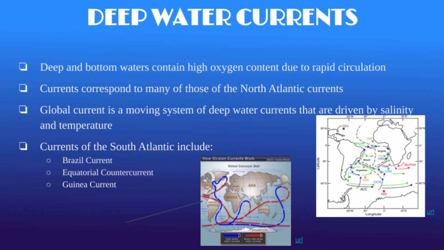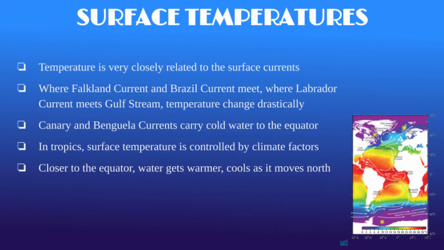Global current is a moving system of deep water currents that are driven by salinity and temperature, and deep water currents of the South Atlantic include the Brazil Current, the Equatorial Countercurrent, and the Guinea Current.